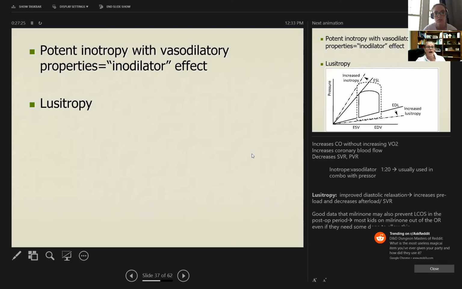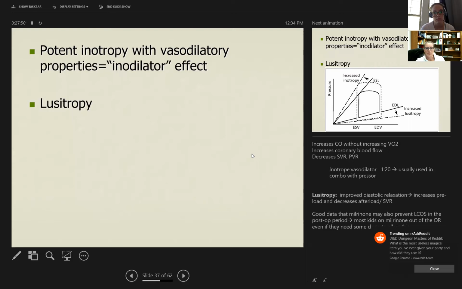Now, your inotropy to vasodilator effects, the ratio there is about 1 to 20. So in general, it's a much more potent vasodilator than it is inotrope. And so milrinone is often used as like a bonus drug. It'll be used in conjunction with epi or with norepi, depending on the type of shock.